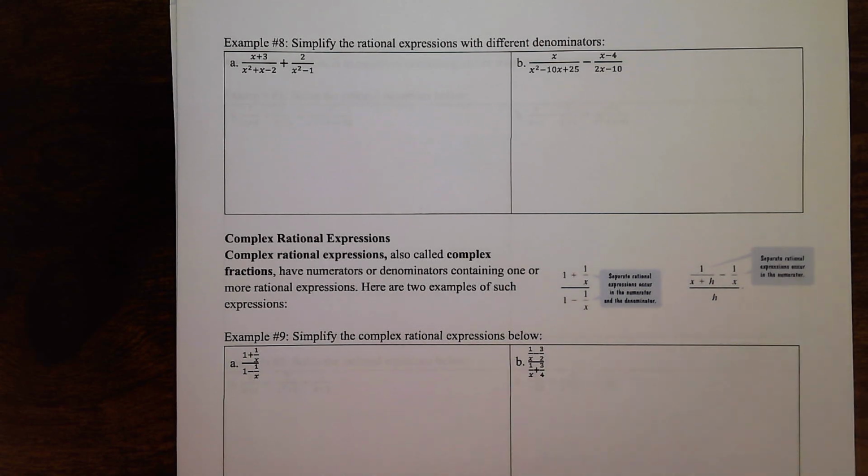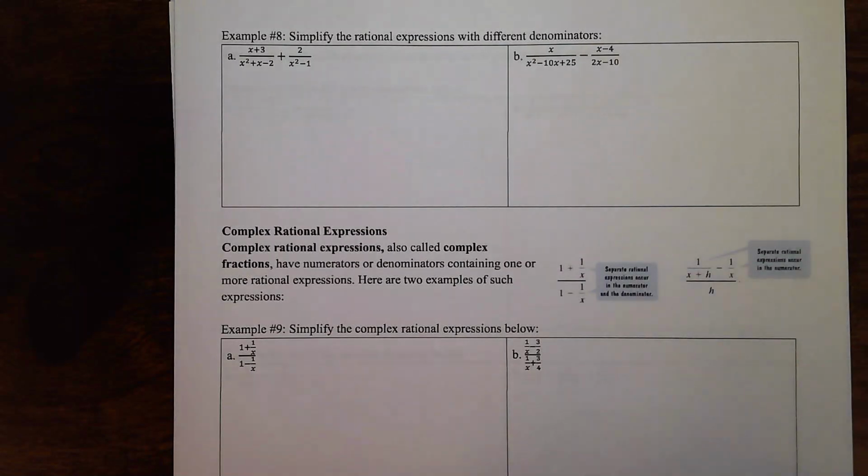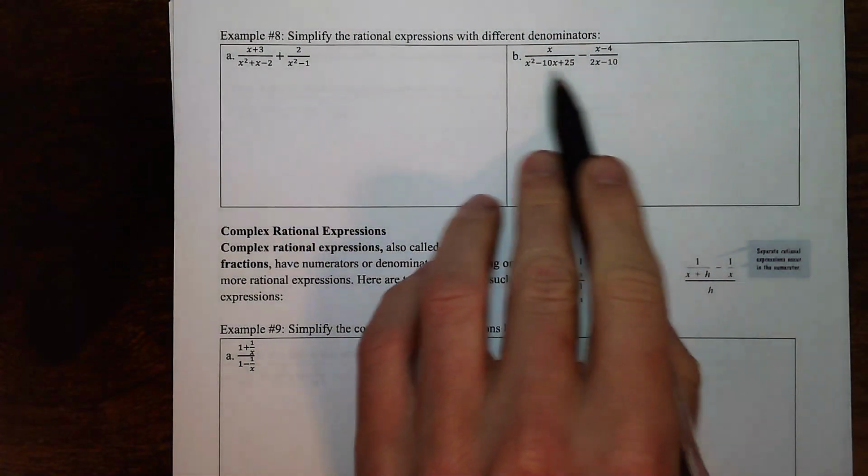All right, so now we're going to apply that concept, least common denominators. Remember, to be able to add and subtract rational expressions, the first thing you have to do is have a common denominator. Okay, and so here I'm going to see kind of what I have.